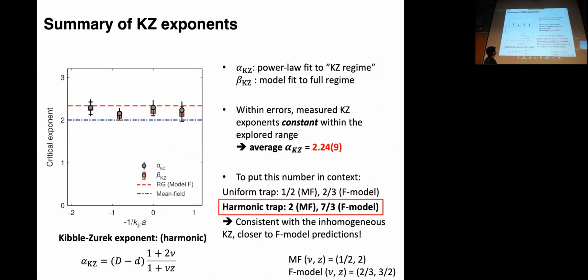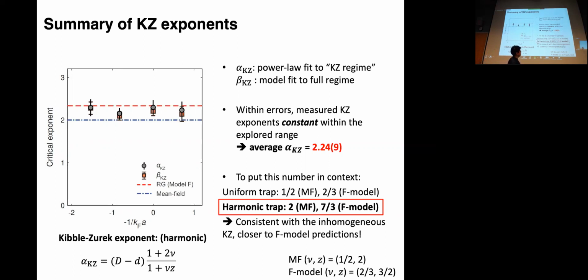And here's a summary of the measurements of the Kibble-Zurek exponents in the BEC-BCS crossover. Within our experimental resolution, we see that the exponents are rather constant. And if we average the exponents that we measured in different interaction regimes, we see a Kibble-Zurek exponent of 2.24. And to put this number in perspective, we can compare this to theoretical predictions for systems in, for instance, different trapping potentials. For a uniform trap, if you use mean field critical exponents, theory tells us that we should have a Kibble-Zurek exponent of 1/2.